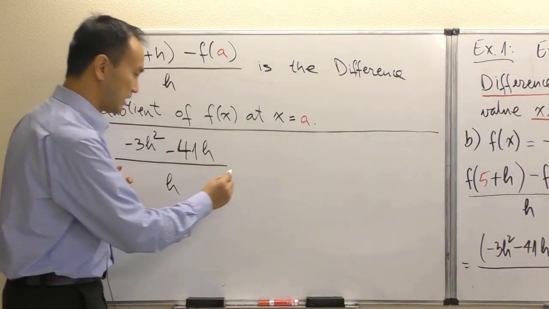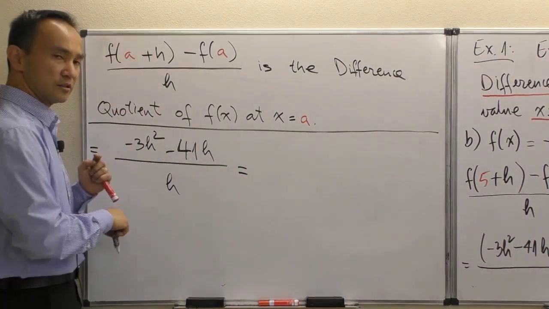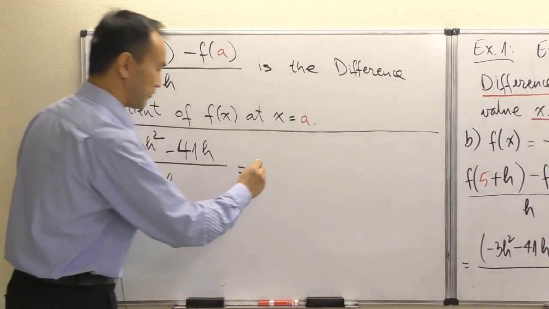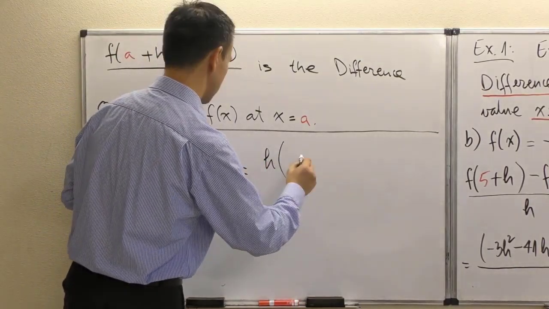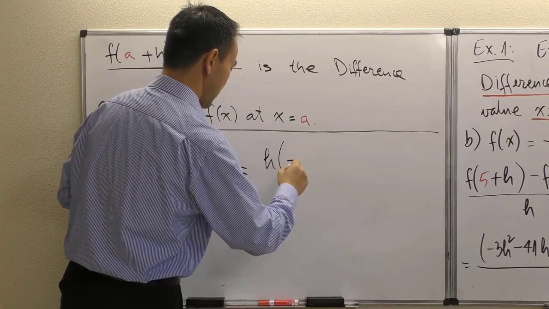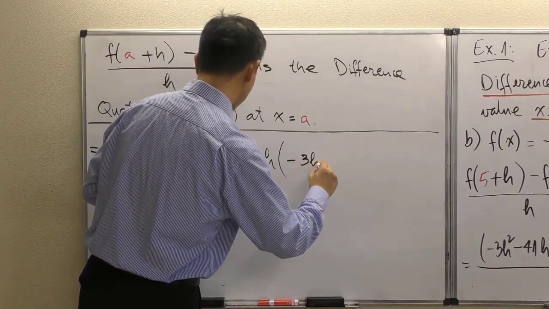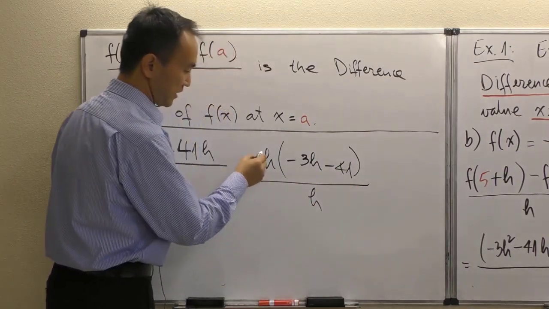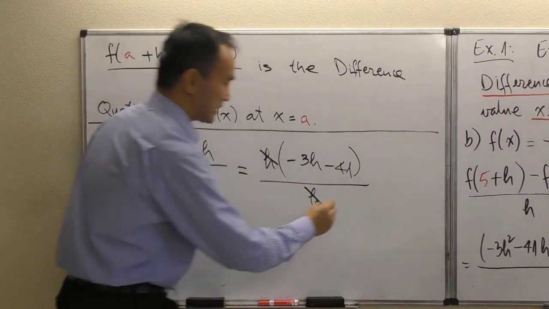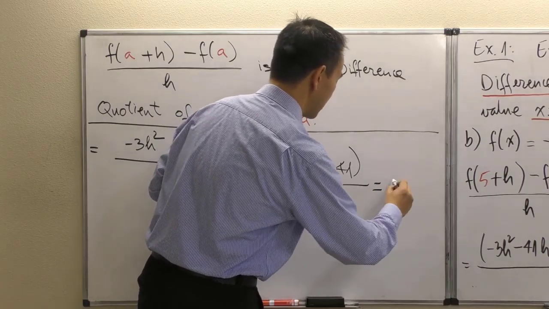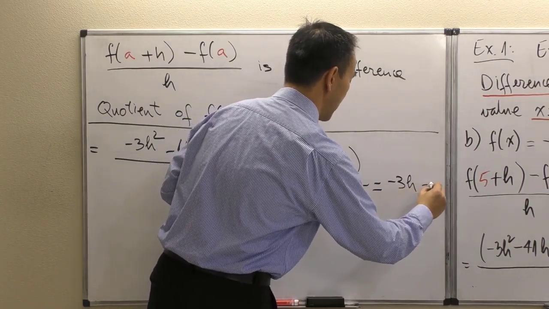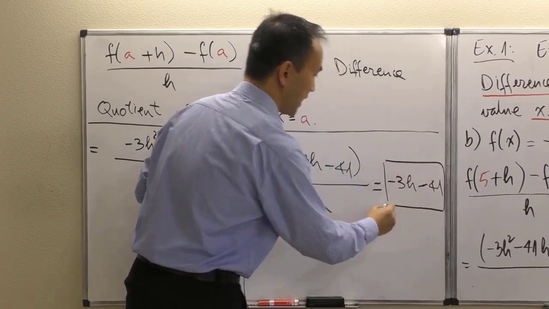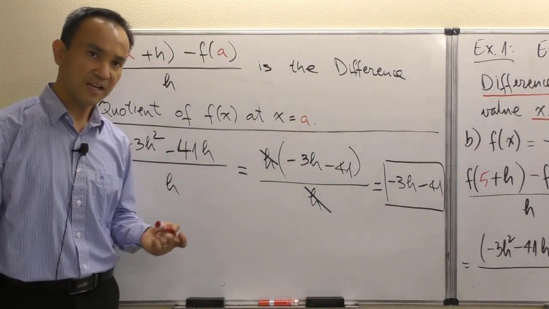Now I recognize, just like earlier problems, there's a common factor h in the numerator. I'm going to factor it out, and now I'm looking at h times, in parentheses, minus 3h minus 41, divided by h. Now I can cancel the common factor h away, and I'm left with minus 3h minus 41. This is our final simplified expression.